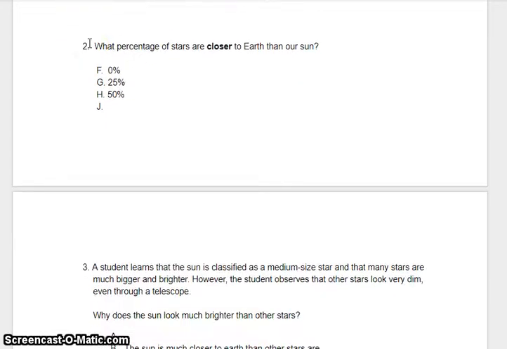Number 2. What percentage of stars are closer to the Earth than our Sun? F, 0, G, 25, H, 50.